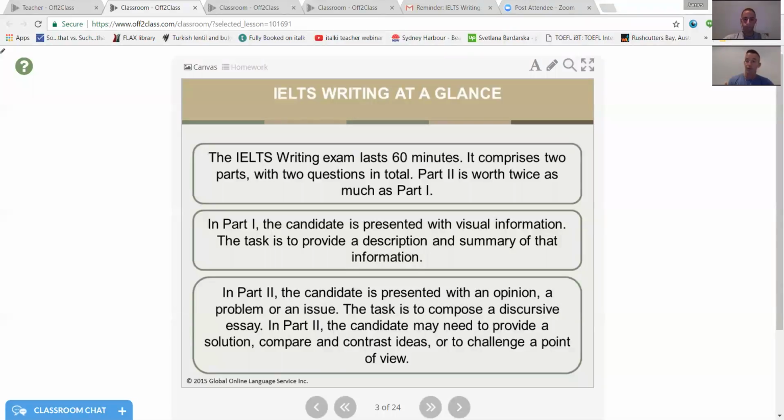Part 2 is perhaps the one section of the exam over which students will stress more than any other, and it's unnecessary. They're presented with an opinion, a problem, or an issue, and they have to write a discursive essay. Naturally, not all of us have opinions on every topic we're presented with, but you just have to teach your student a formula so that they can almost fake their way through. Everyone can be forced to have an opinion about something, especially if you're presenting the advantages and disadvantages or some solutions.